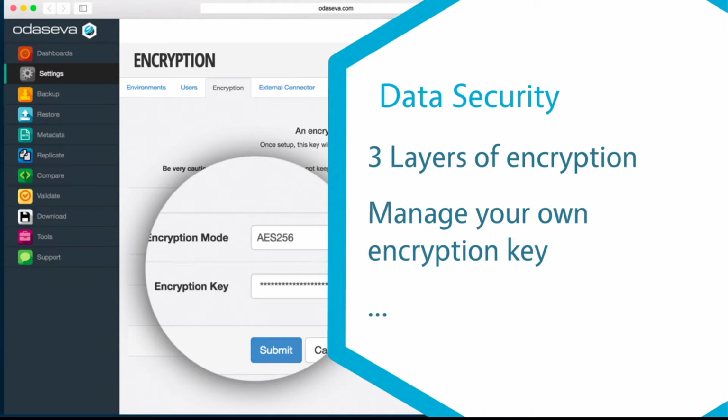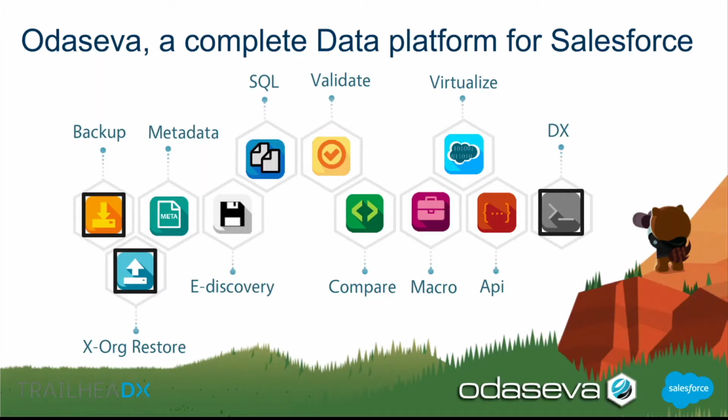Data comes with the topic of security, obviously. So this is the most important part for our platform. A few examples: we handle 3 layers of encryption from network to server to the client encryption, where actually you can manage your own key like you do with Salesforce Shield, so that we don't have access to your data. Our platform is not just backup and restore.